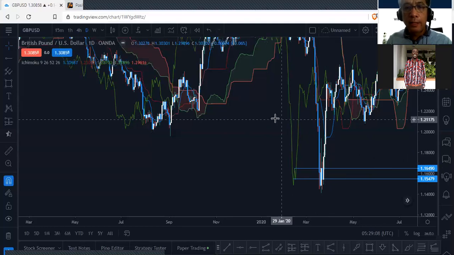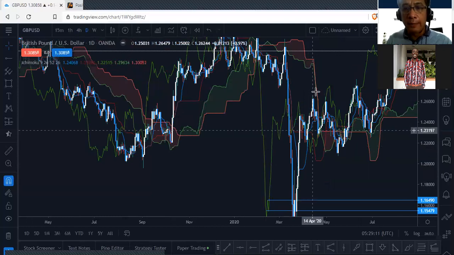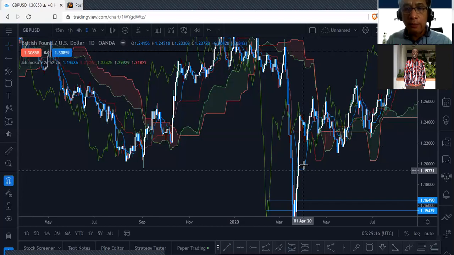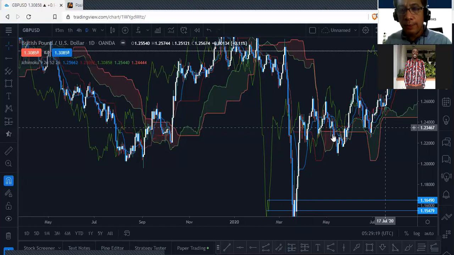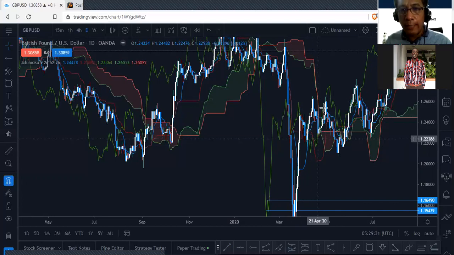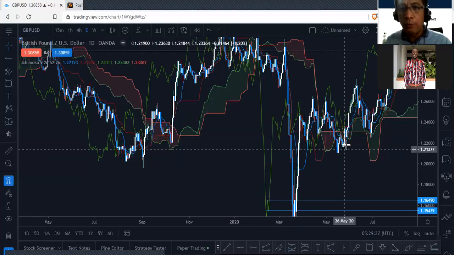And I mentioned that the market loves to go back to the mean. Look at what the market did. It went back to the Tenkan, back to the Kijun, and back to the mean, which is the Kumo. When the market is far away from the mean, it tends to go back. Look at here. Far from the Kumo, go back. Far from the Kumo, go back to the mean.